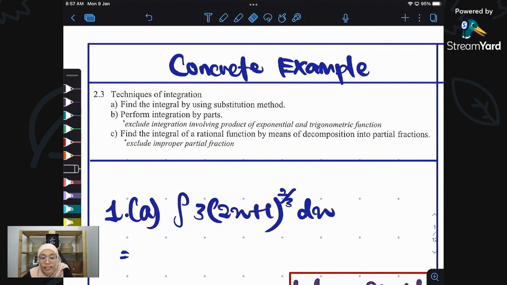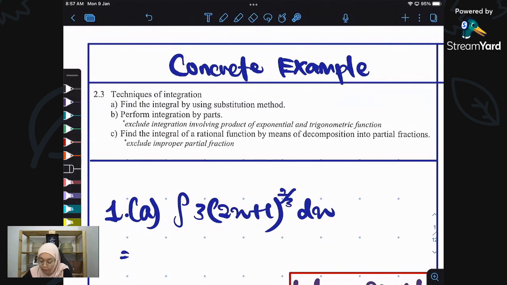There will be three techniques of integration. The first one is by using the substitution method. The second one is by using parts. And the third one is by using partial fractions. In this video, we will be focusing on the first learning outcome, the first goal, which is to find the integral by using the substitution method.